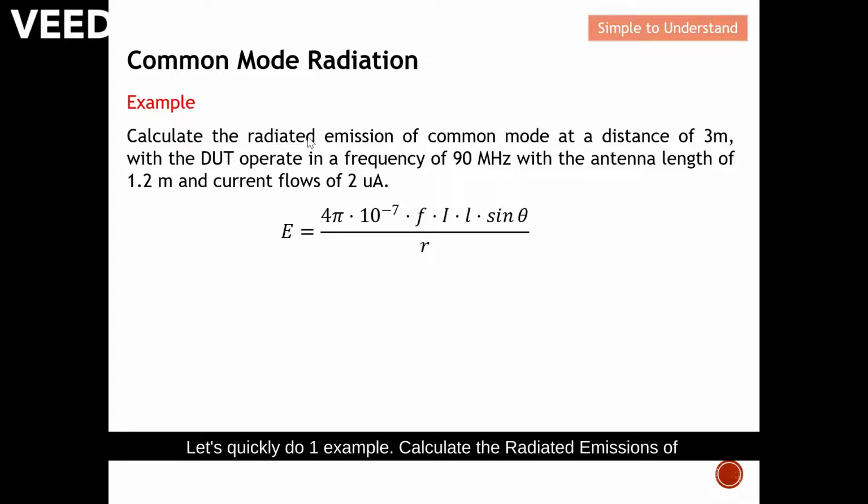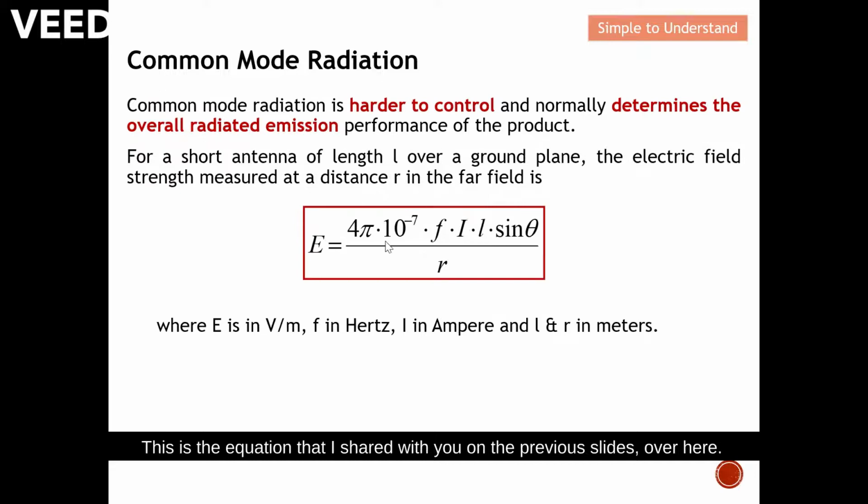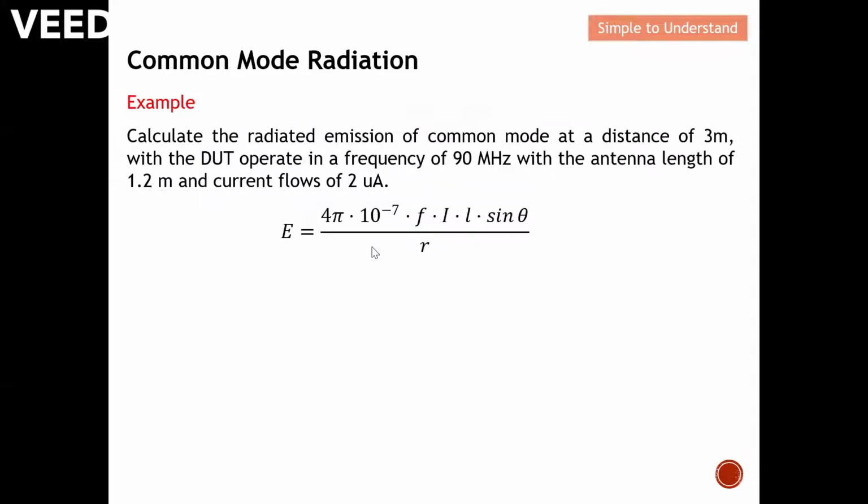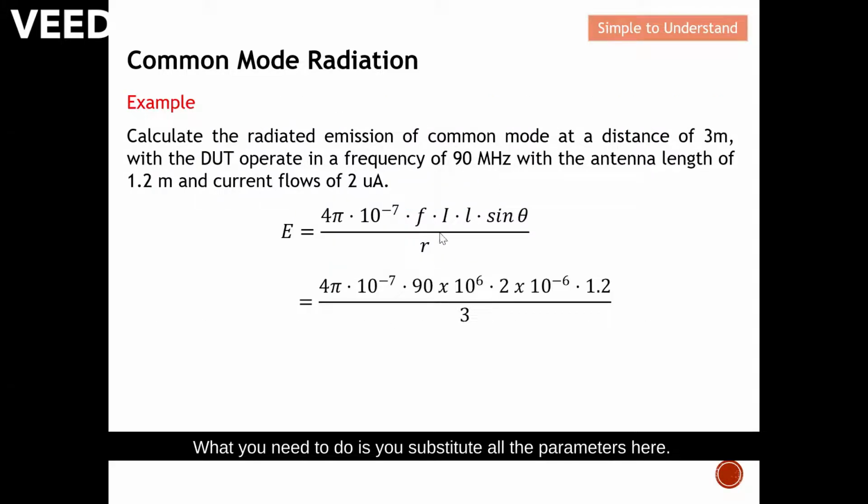Okay, so calculate the radiated emission of common mode at a distance of 3 meters with the DUT operating at a frequency of 90 megahertz, with the antenna length of 1.2 meter and current flow of 2 microampere. Okay, so this is the equation that I shared with you on the previous slides. What you need to do is substitute all the parameters here. So this is intact. Okay, frequency is 90 megahertz. So this is where the 90 megahertz is.